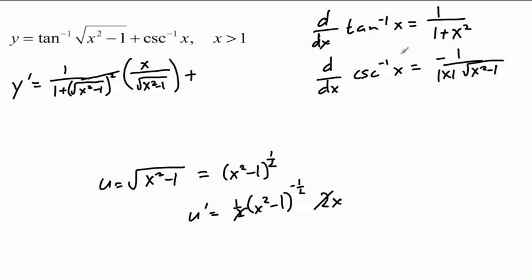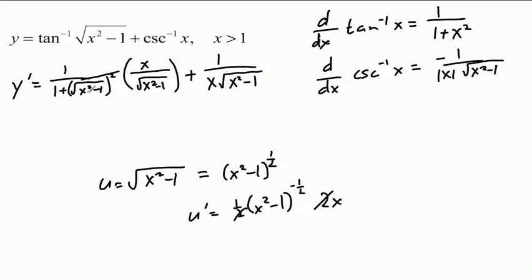Plus the inverse cosecant is going to be 1 over. Now, I don't need this absolute value, mainly because x is going to be bigger than 1, which means x is always going to be positive. So I'm just going to say x, and then the square root of x squared minus 1.